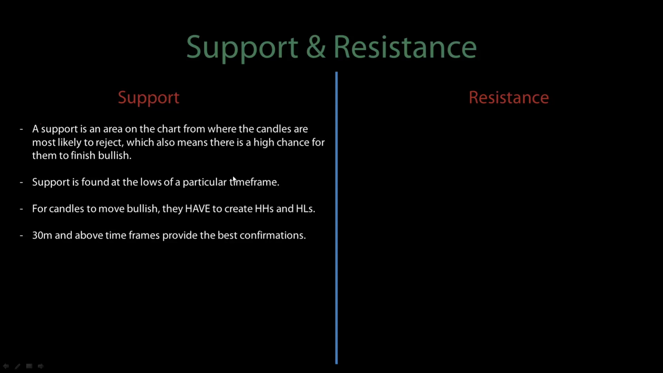So support is formed at the low of the particular time frame. For candles to move bullish, they have to create higher highs and higher lows. This is very important. So now when we go back to the time frames example, if you look at the 15-minute time frame, sometimes you'll see that even though the 15-minute is moving up, sometimes candles don't make higher highs and higher lows. They will break the lows of the previous candles. They will do those funny things. So it's always important to look at the 30-minute time frames where candles are making higher highs and higher lows.